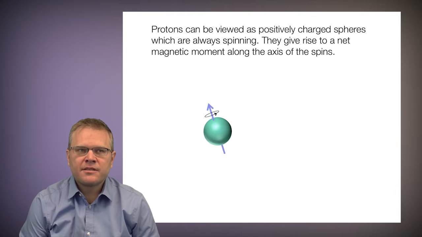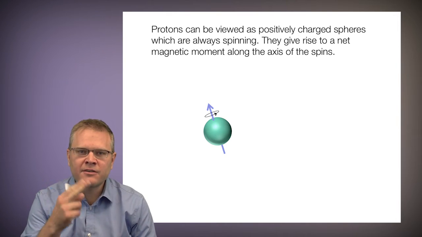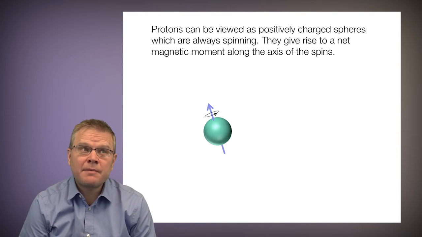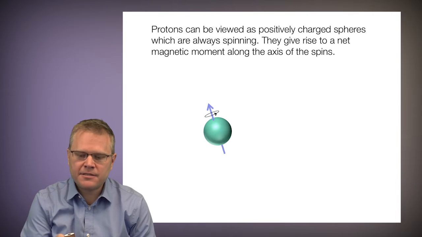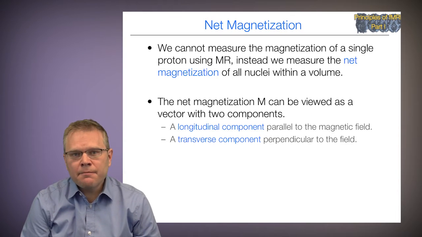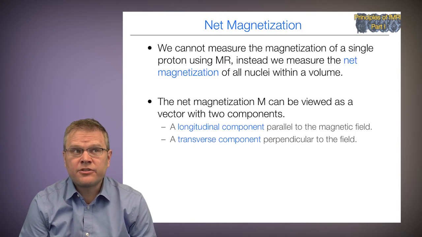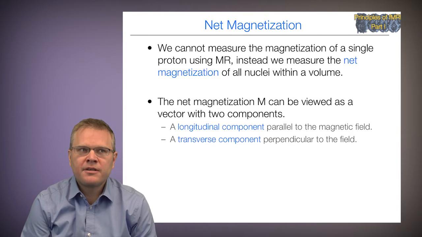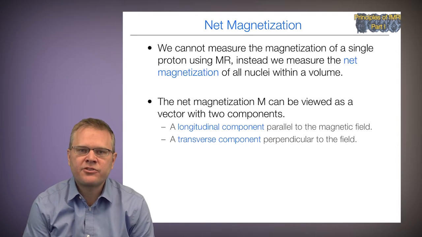Protons can be viewed as positively charged spheres which are always spinning, sort of like spinning tops, like this. They give rise to a net magnetic moment along the axis of the spins, and here we illustrate the direction of the spin. We can't measure the magnetization of a single hydrogen proton using MR. Instead, we measure the net magnetization of all nuclei within a volume, so the ensemble of all the hydrogen atoms within a volume.